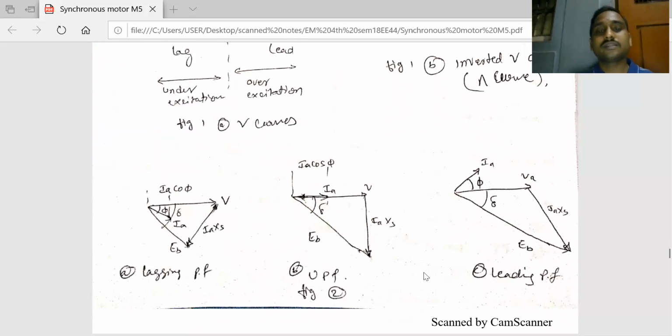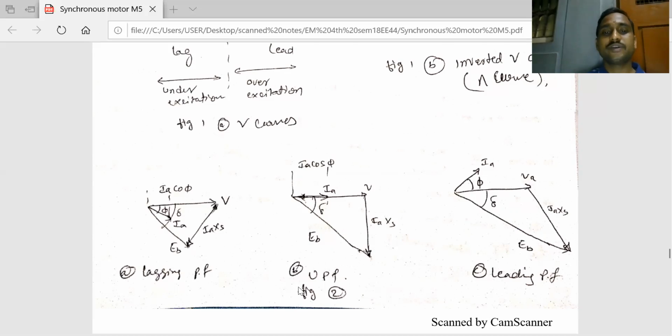So in three cases, that is the unity power factor, lagging power factor, and leading power factor, the vector diagrams are shown here. So V is taken as reference, and EB is the back EMF. The angle between V and EB is called the load angle, delta, and IA is the armature current. Initially, this is the armature current for lagging power factor. So IA is lagging behind the supply voltage by an angle phi. Then the IA axis can be drawn. If you join these two, this will give the V. This is for lagging power factor.